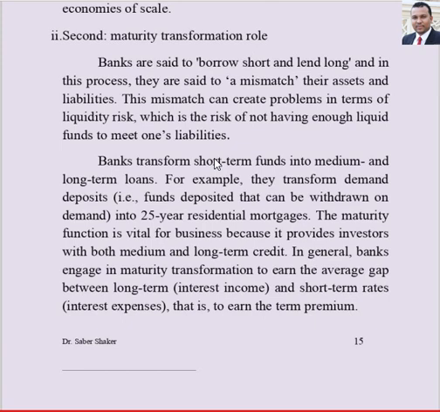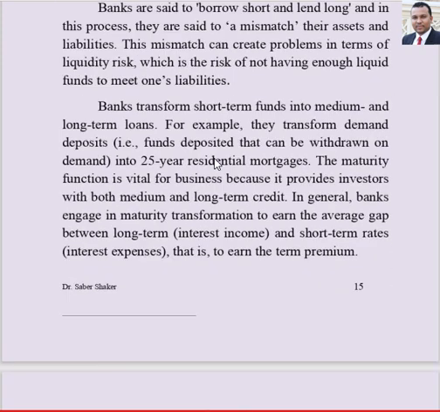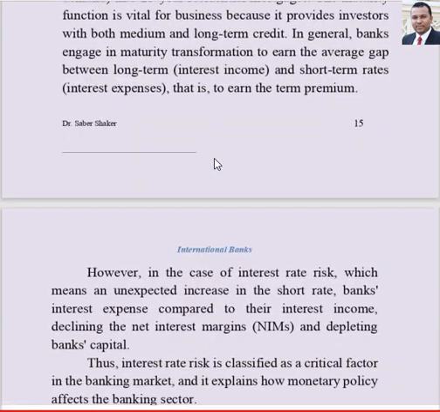For example, when we talk about short-term funds, like demand deposits, okay? When the bank converts the demand deposits to a 25-year residential mortgage, there is a difference between the deposit time, this is short term, and the residential mortgage, this is long term. Okay. Banks engage in maturity transformation to earn the gap between interest income and interest expenses. This is very important: interest income and interest expenses.